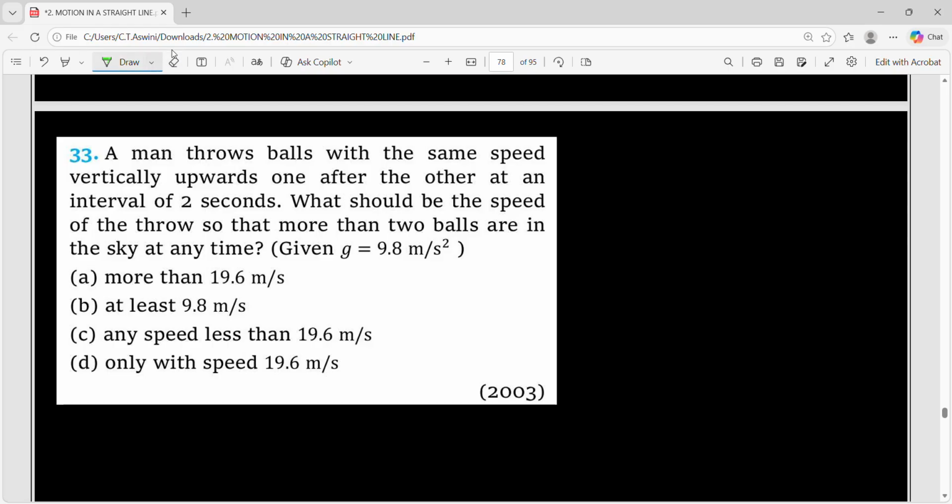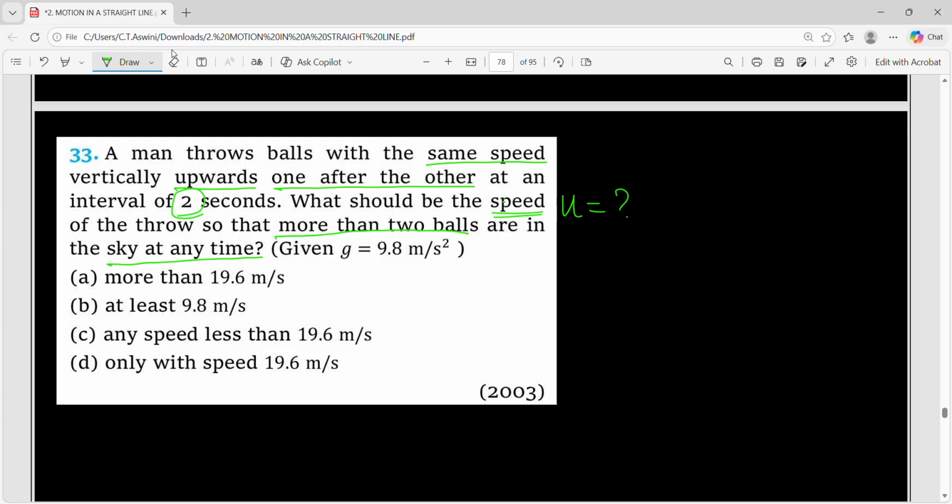A man throws balls with the same speed, vertically upwards one after the other with a gap of 2 seconds. That means ball 1 was thrown, after 2 seconds ball 2, after 2 seconds ball 3, and so on. What should be the speed of the throw, that means initial velocity, so that more than 2 balls are in the sky at any time?